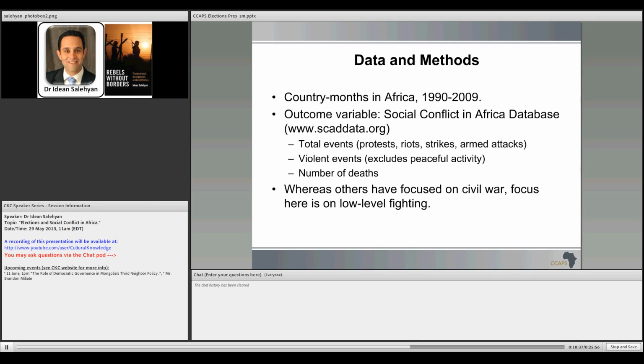Now there's been some other research on violence during elections. But they focused on the recurrence or outbreak of civil war, whereas here we're focusing on these lower level forms of conflict that in some cases, like again in Kenya, can be quite severe.